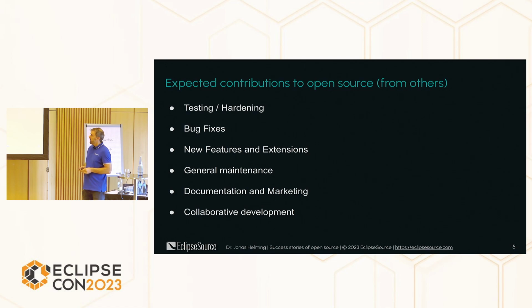If we think about the green part, what we want to achieve if we use open source software is that others contribute to that too. We potentially want to contribute ourselves, but we also want others to contribute. What are the contributions that we actually want from others? I just listed what's typically wanted from a project. The first step is testing and hardening, and that can already be achieved if some other party only uses the same software.